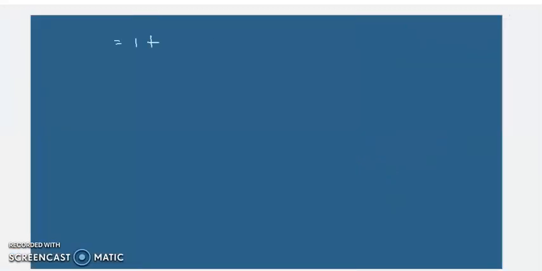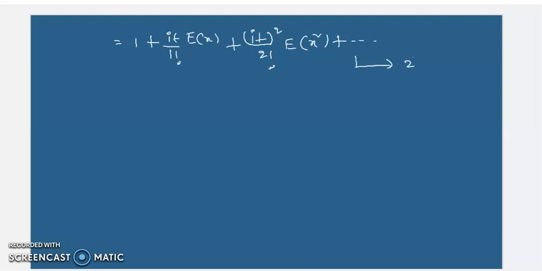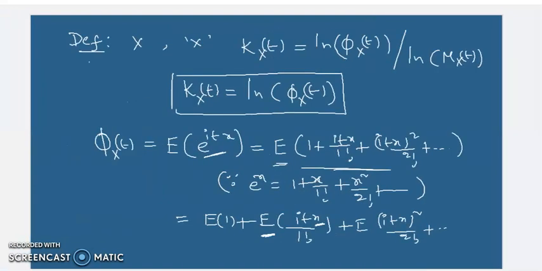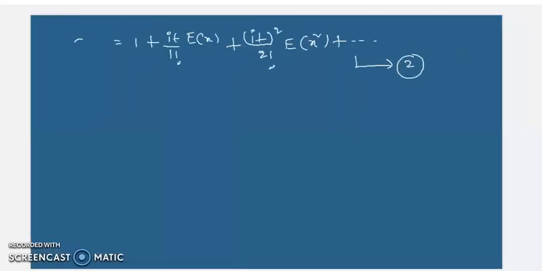So in itX by 1 factorial, it is constant, giving it by 1 factorial times E of X. Like that, (it) whole square by 2 factorial is constant. Expected value can be applicable only to the variable, that is X square, plus and so on. So this is equation number 2, and the given equation, suppose, is equation number 1. What is this value? This is completely the characteristic function, that is phi_X(t).